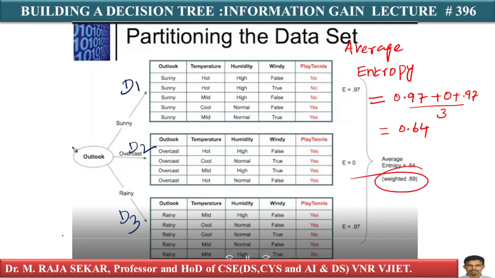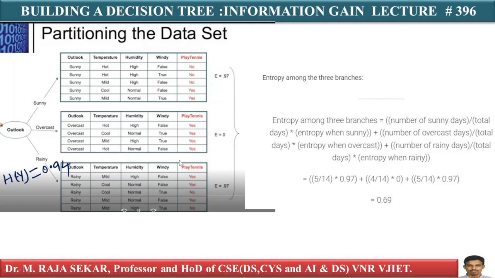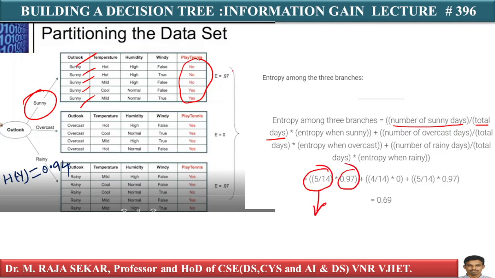What about weighted entropy? It is simple and straightforward. How can I calculate weighted entropy? Just see. Entropy among 3 branches. What is my first branch? My first branch is related to sunny, isn't it? Number of sunny days by total number of days. Well, how many sunny days are there? Here I have 5 sunny days. 1, 2, 3, 4, 5. 5. Total number of days 14. This is the weighted average. This is the corresponding entropy value.